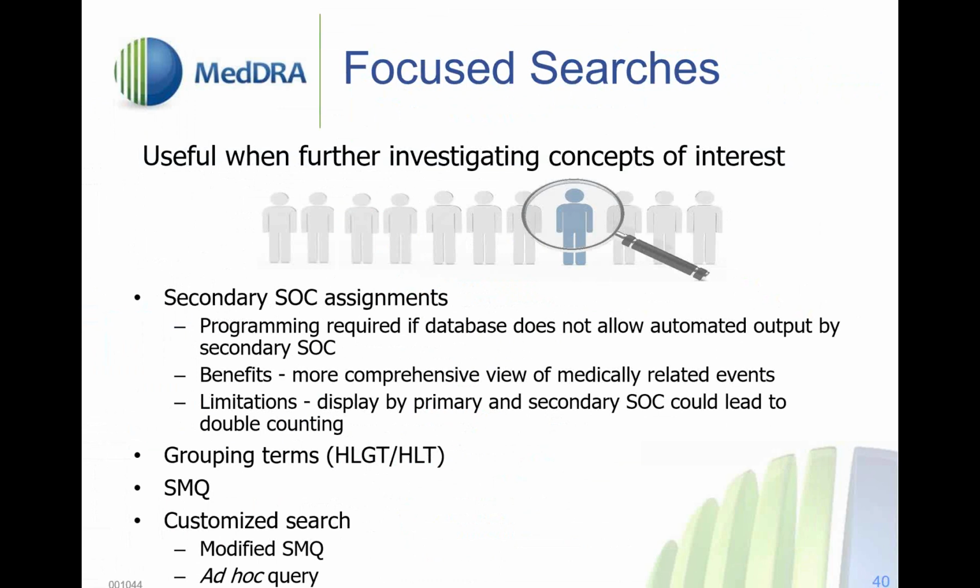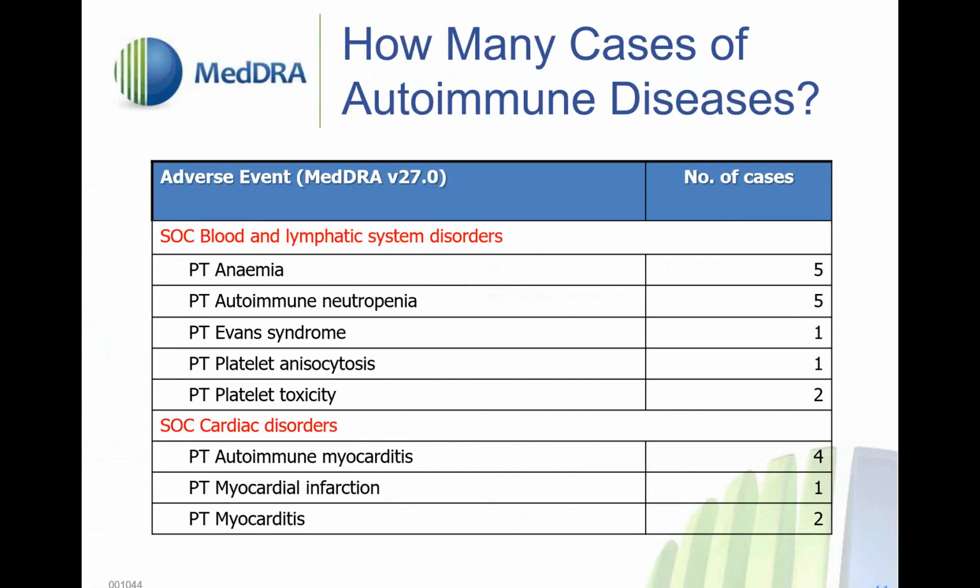Okay, here's an example of how you do focused searches. So if you're a medical monitor or a safety reviewer and you started to be concerned about seeing autoimmune diseases in your data, and you want to know how many of my cases so far are autoimmune diseases. Are you able to get that information on your own through MedDRA, or do you need a programmer?